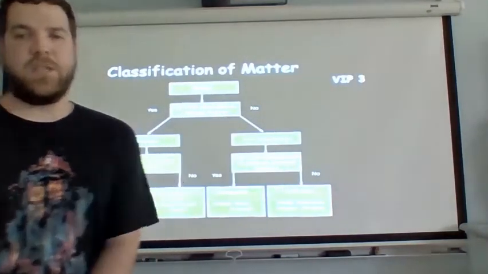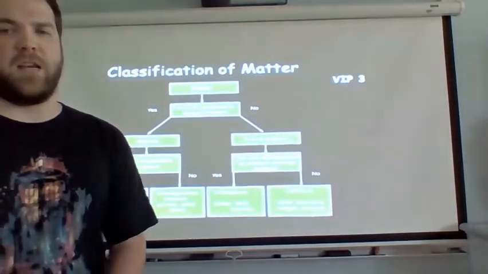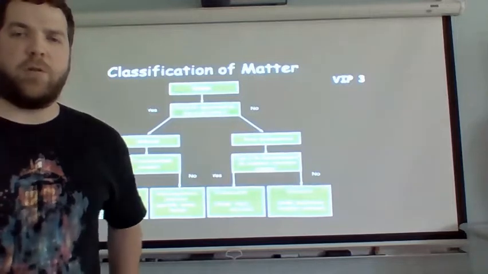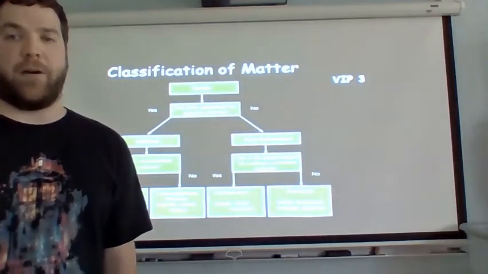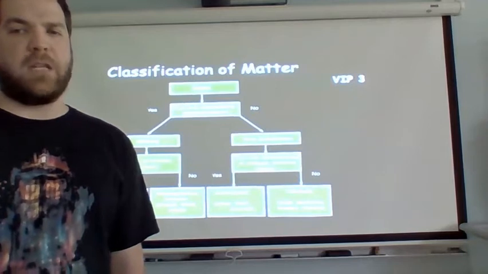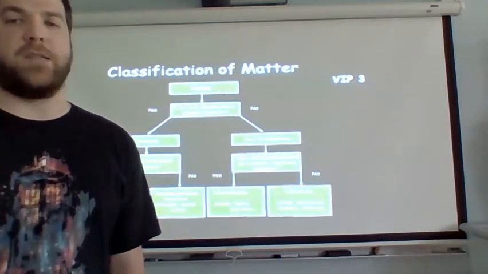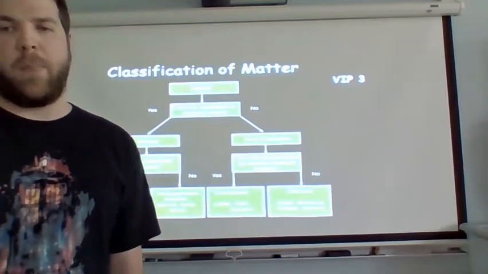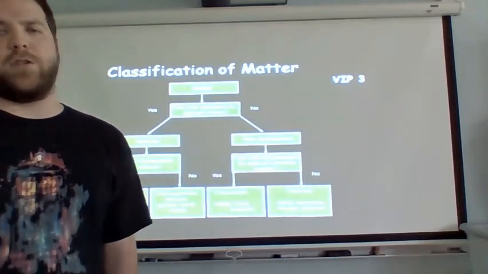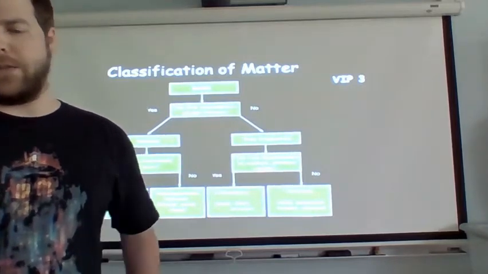All right, this is what we will use for our first content assignment. This is a flowchart you will need to use in order to classify matter. So if I ask you about something like table salt, which is NaCl, sodium chloride, you will ask yourself a few questions to determine what kind of matter it is.